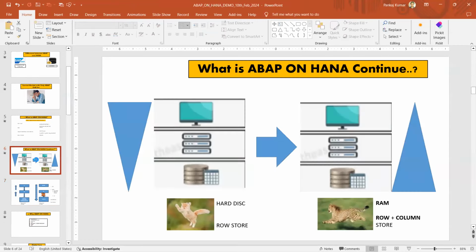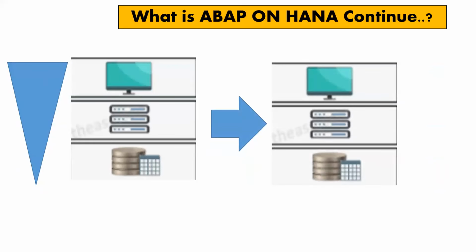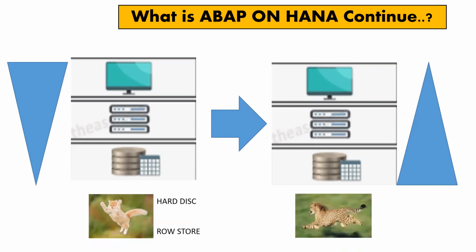The same thing I have tried to explain over here. This is the earlier approach, the old approach, when we were writing the maximum logic at the application server, so it had low performance. On the other hand, it has high performance with HANA. This is your HANA DB. Just assume maximum coding is done over here, and the performance you can get is like a cheetah, and here like a cat. Just a comparative study.